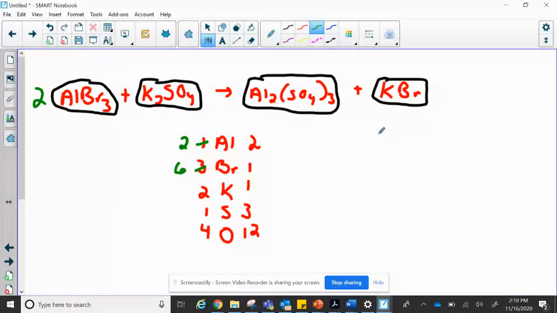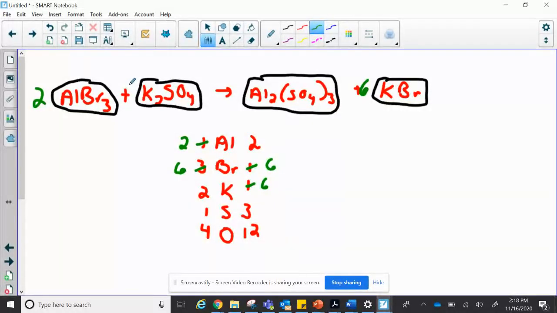So I know that over here on the product side, I'm going to need to use a coefficient. I might as well go ahead and use 6 to get the right number of Brs. 6 times K gives me 6 Ks, and 6 times Br gives me 6 Brs. All right, so my Brs are now even, my aluminums are now even. I need to make my Ks even.